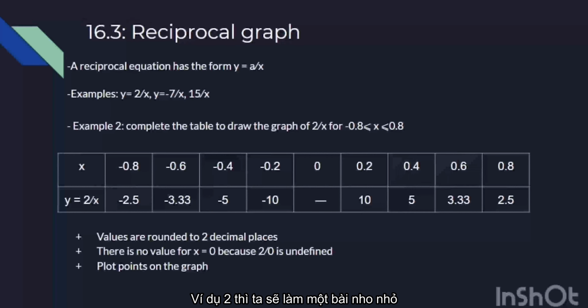In example 2, we will have a small exercise. Complete the table to draw the graph of 2 over x for minus 0.8 less than or equal to x less than or equal to 0.8. Here I have the complete table, but remember to round the values to 2 decimal places, and there's no value for x equals 0 because 2 over 0 is undefined.